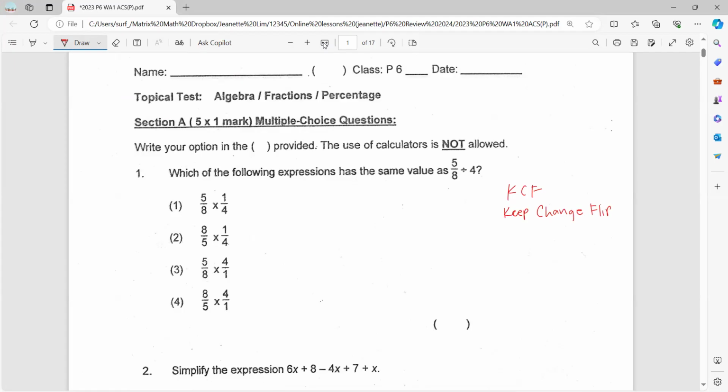Okay, how do we apply this? We apply this when we are dividing fractions. So you have a fraction here, you want to divide by 4. The first thing we should keep is 5/8. Then we change the divide to times, and we flip this 4 whole. 4 whole is actually 4/1. So when you flip it, it becomes 1/4. So it's the same as option 1. So that's the answer.